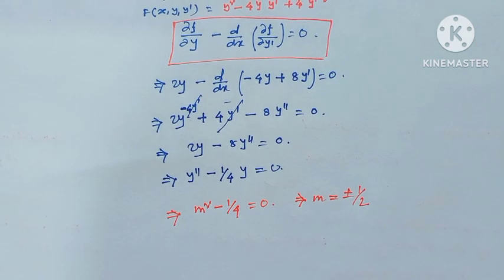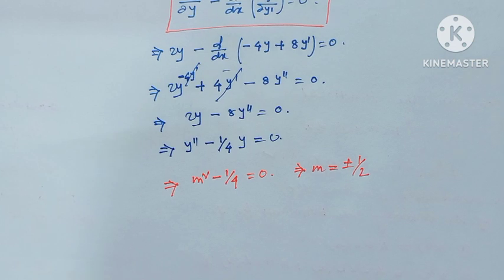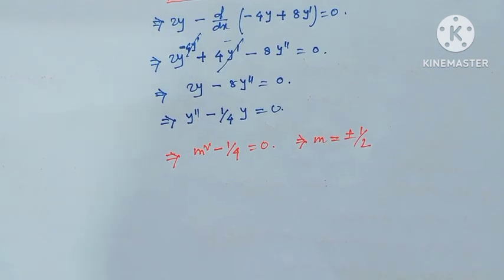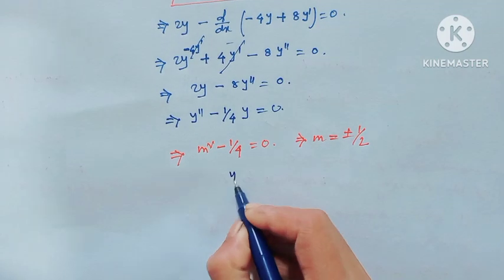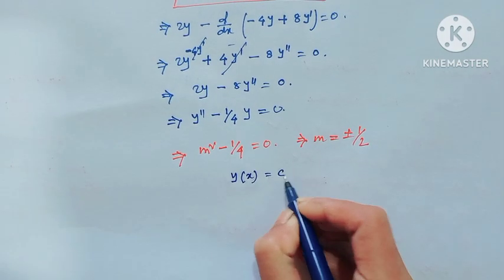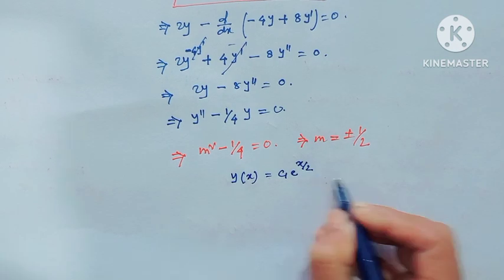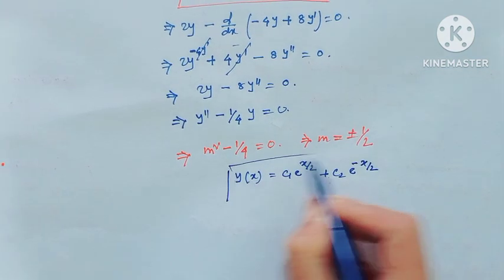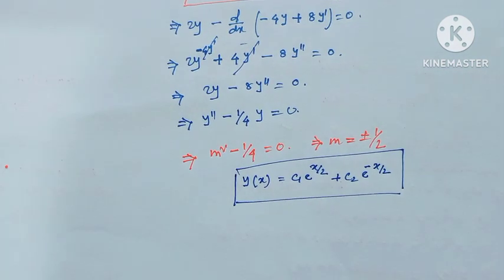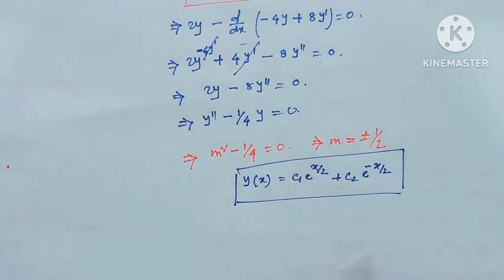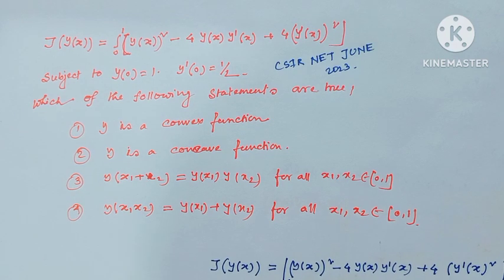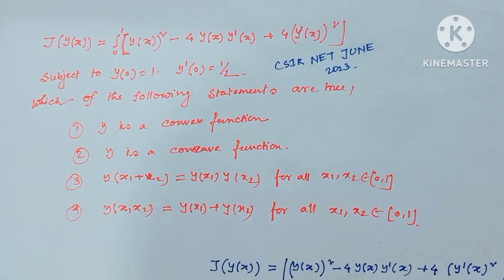That implies y double prime minus 1/4 y equal to 0. So the auxiliary equation is m square minus 1/4 equal to 0. That implies m equal to plus minus half. So y(x) equal to c1 e to the power x over 2 plus c2 e to the power minus x over 2. This is the solution of this equation, which satisfies the initial condition. Here the initial conditions given are y(0) equal to 1 and y prime(0) equal to half.